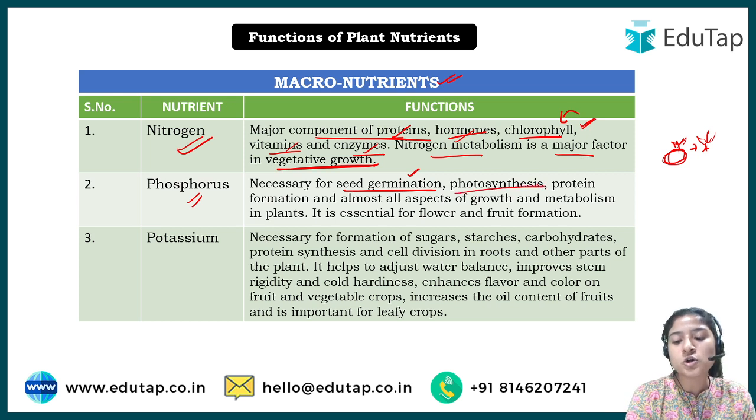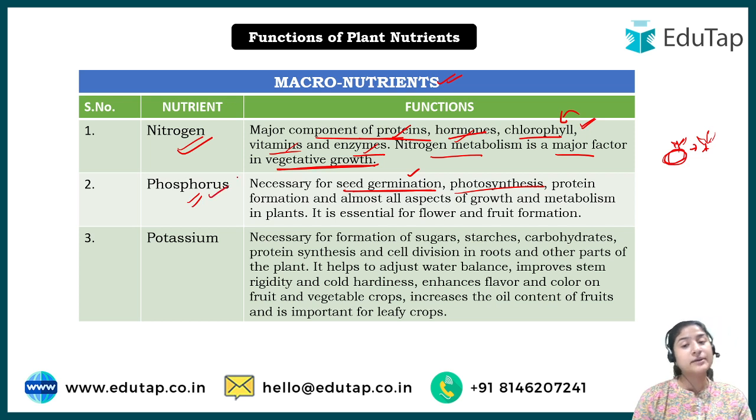Next comes photosynthesis. What is photosynthesis? Photosynthesis is making of food. When plants make food, the process is called photosynthesis. So phosphorus plays a major role in that.